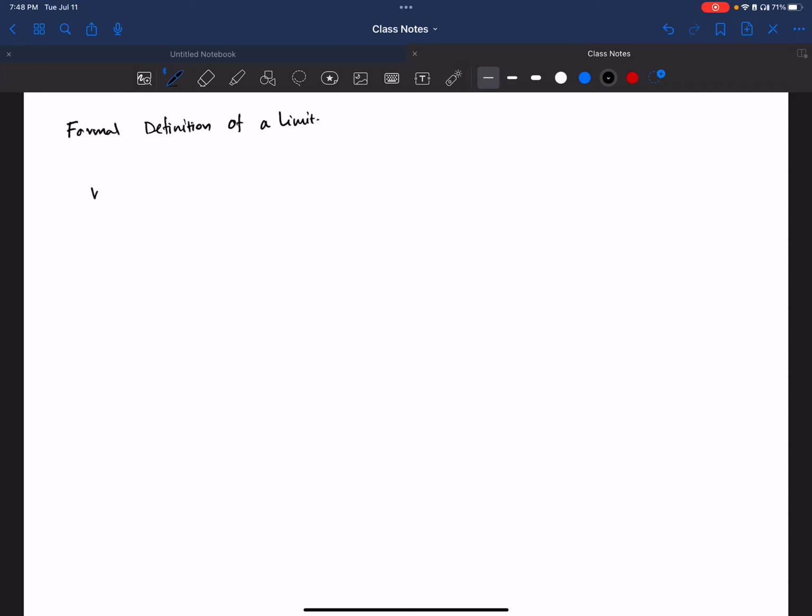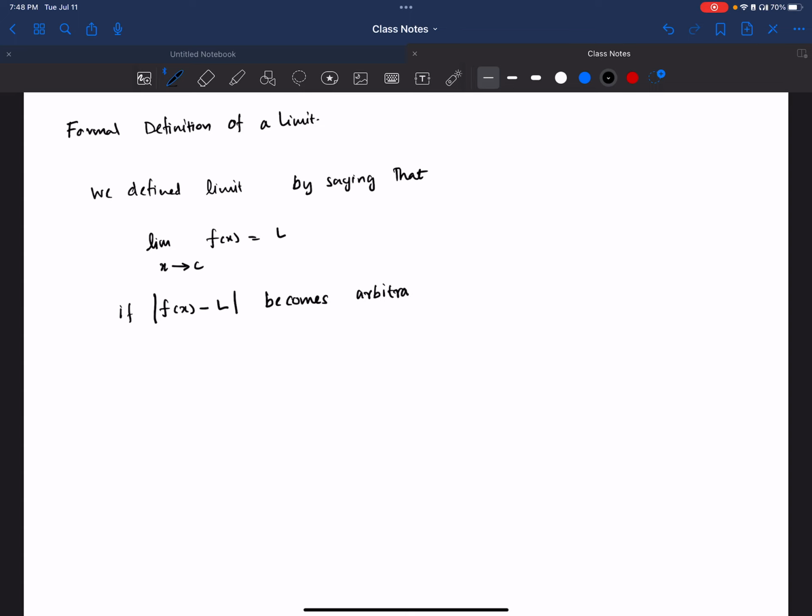You might remember that we defined the limit in section 2.2 by saying that the limit as x goes to c of f of x equals L if the magnitude of f of x minus L becomes arbitrarily small when x is sufficiently close to c.